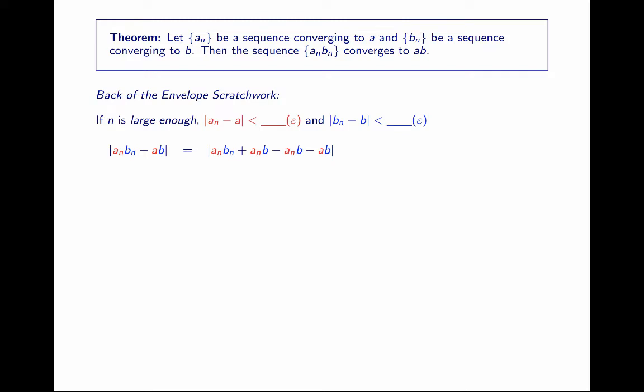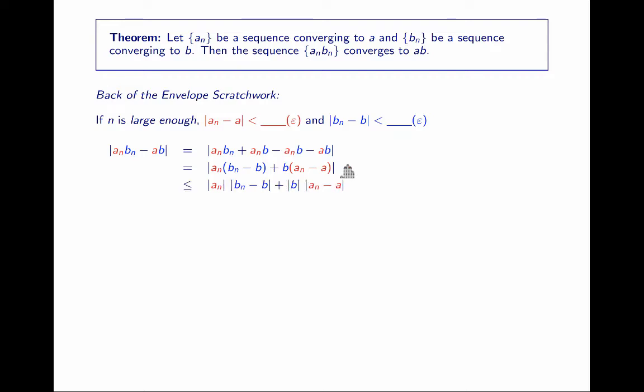So the way I'm going to do that is by adding 0, but with style, which is I'm going to add a_n b and subtract a_n b. Now if I compare these two terms, I can factor out an a_n and I get b_n - b. That's as small as I like. If I compare these two terms, I can factor out a b and I get a_n - a. That's also as small as I like. So let me rearrange. I took this term and this term, factored out an a_n. This term and this term, factored out a b.